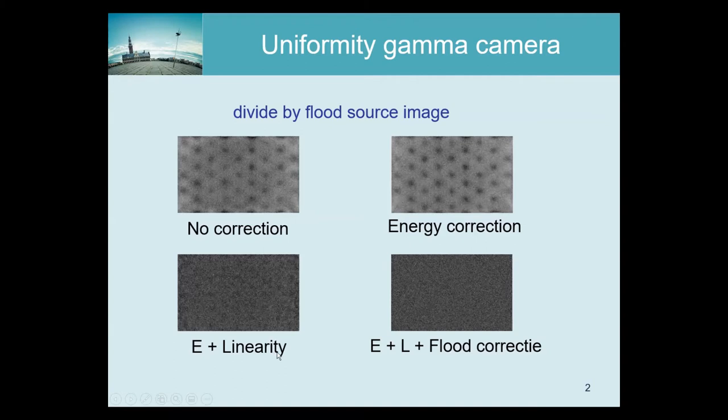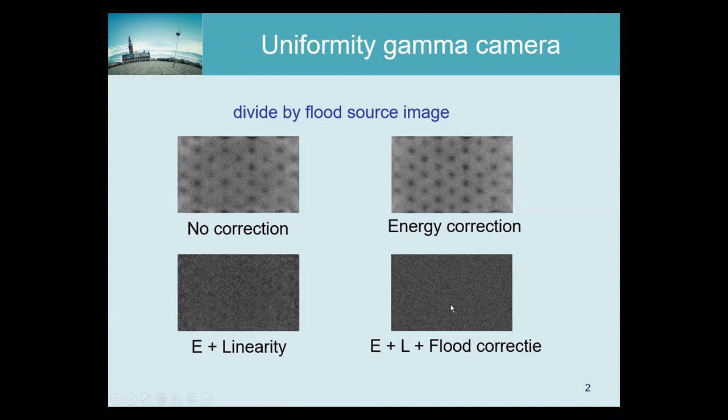Consequently, if we apply the linearity correction and move every photon to where it should be, accounting for the nonlinear behavior of these photomultipliers, then we should get a uniform image. And that means if we put a line source here, it will not look like a straight line here, but after the linearity correction, it will look like a straight line.